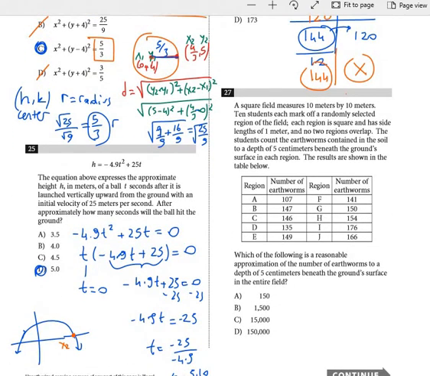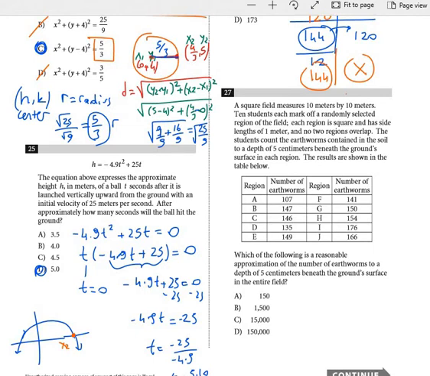Question number 27. A square field measures 10 by 10 meters. 10 students each mark off a randomly selected region of the field. Each region is square and has length of 1 meter and no two regions overlap. The students count the earthworms contained in the soil to a depth of 5 centimeters beneath the ground's surface in each region. The results are shown in the table below. Which of the following is a reasonable approximation of the number of earthworms to a depth of 5 centimeters beneath the ground's surface in the entire field?